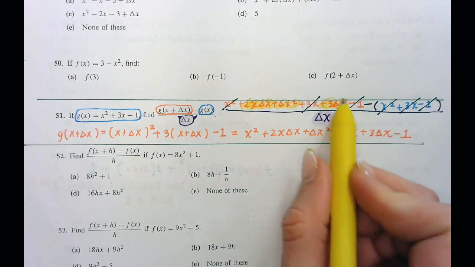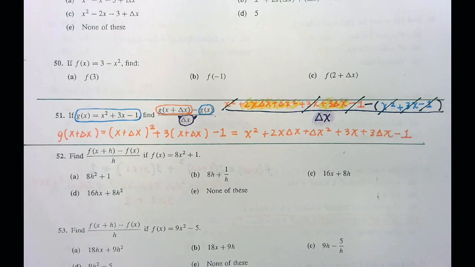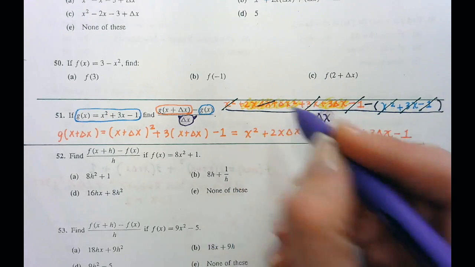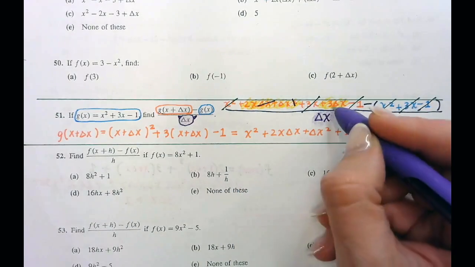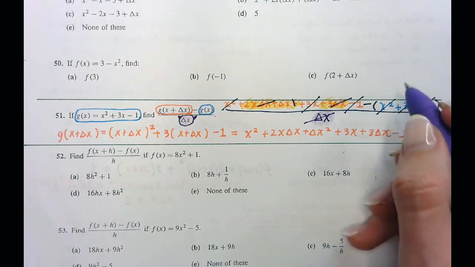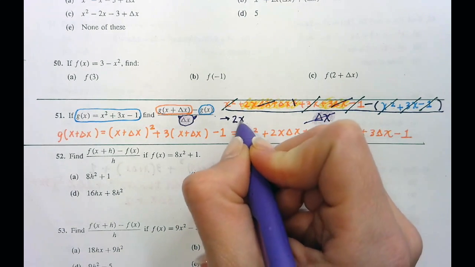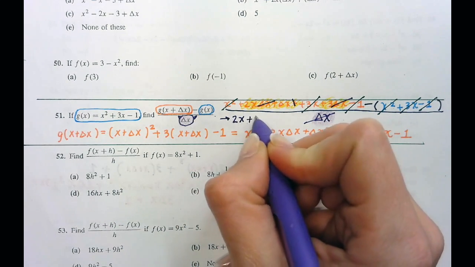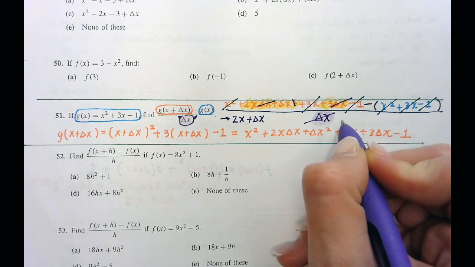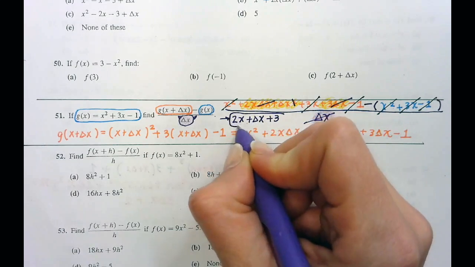What do these all have in common? They all have a delta x. So that's gone. One of those is gone. That's gone. That's gone. Normally I would write this out and show it a little bit better, but space is limited right now. What's left? 2x plus delta x plus 3. Please don't do it the way I just did it. I am setting a terrible example.